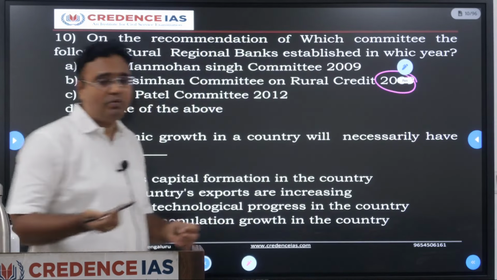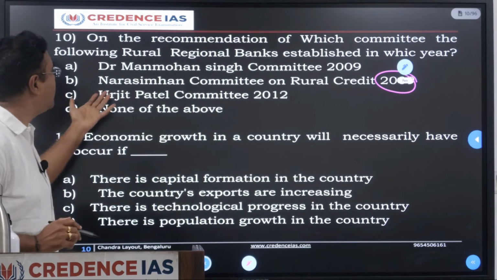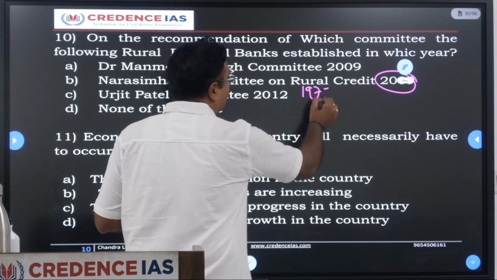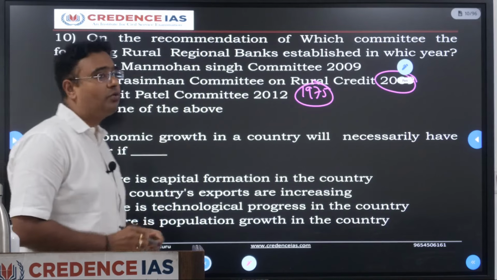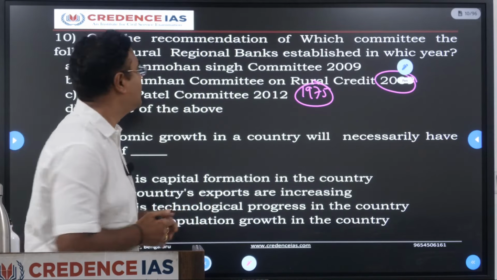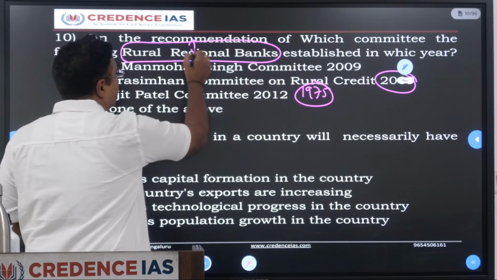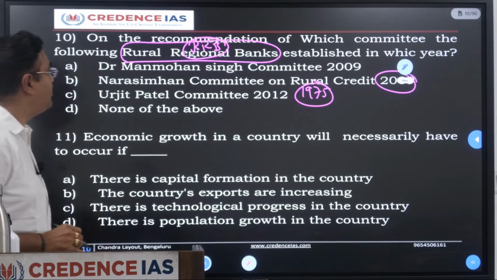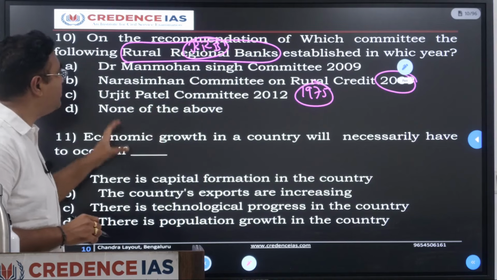I think everyone knows that the committee is 1975. So in that 1975 committee, in order to enrich rural financial inclusion, the government decided to bring in regional rural banks, RRBs, in 1975. Based on the 1976 Act, the RRBs were formulated. So you need to make sure that you change the years.